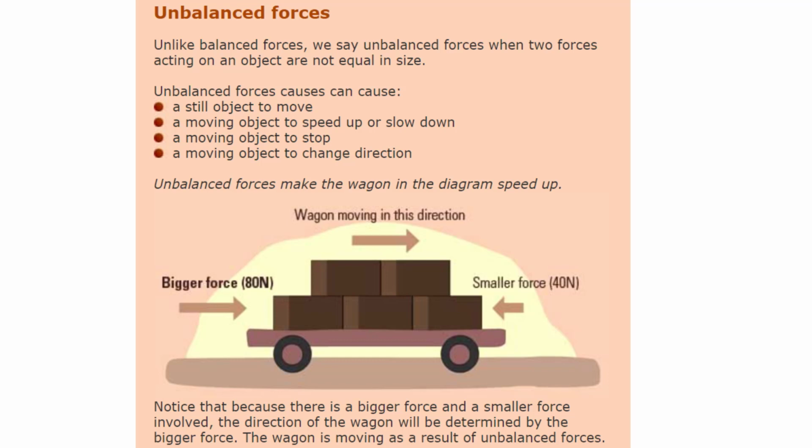Unbalanced forces make the wagon in the diagram speed up. Notice that because there is a bigger force and a smaller force involved, the direction of the wagon will be determined by the bigger force. The wagon is moving as a result of unbalanced forces.